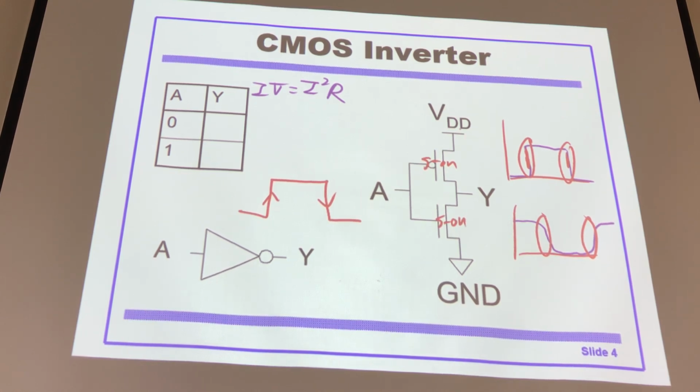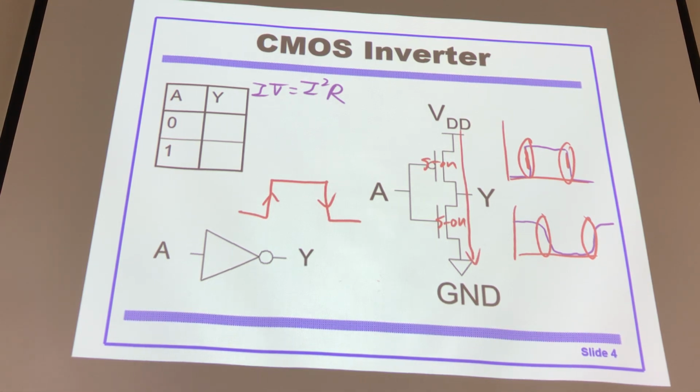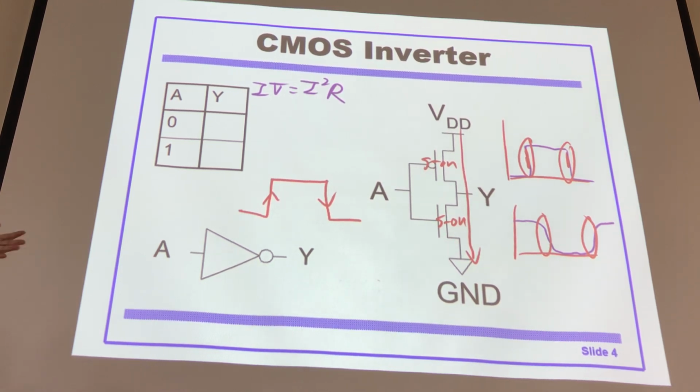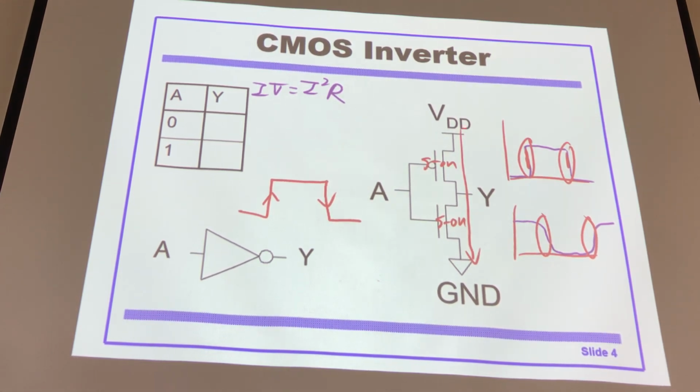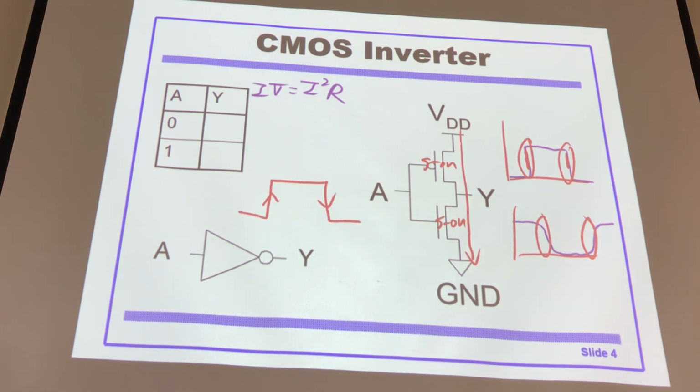At that moment, there's a current for VDD to ground. When A is in between, not 0, not 1, but about 1/2, midway from low to high or high to low, then the PMOS transistor and NMOS transistor are semi-on. Not really on, but in between. At that moment, you have a current from VDD to ground.